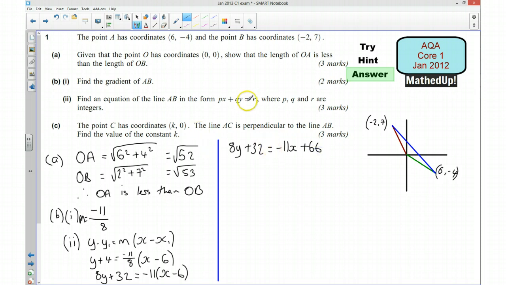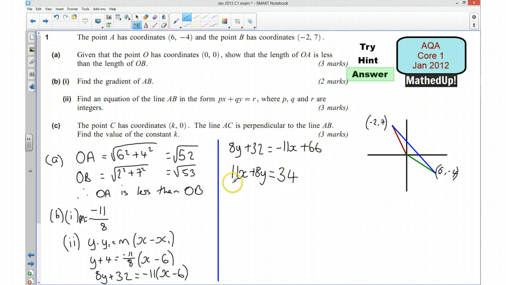Now we've almost got it in this form, so I want to have a number of x plus a number of y is equal to r, so I'm going to add 11x to both sides, so that's going to give me 11x plus 8y, but I'm also going to subtract 32 from both sides, so that will turn that to 0, and that's going to be equal to, and I want to do 66 and subtract 32 from it, and that gives me 34.